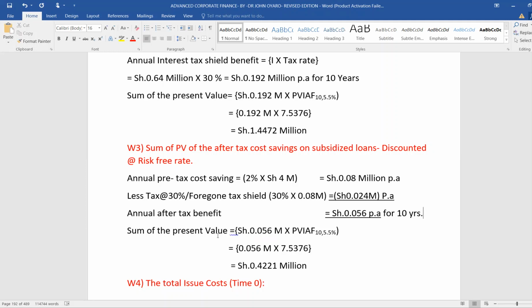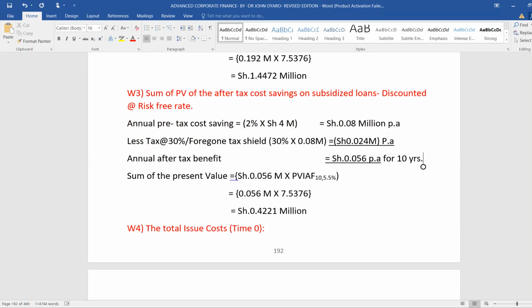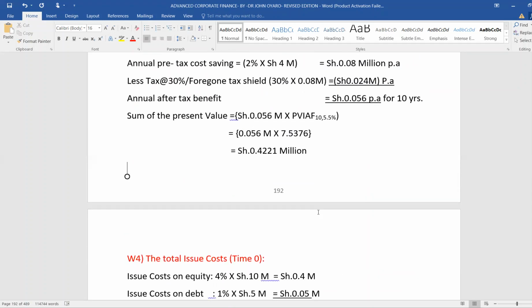Okay, so that becomes an annuity again, discounted at the risk-free rate of 5.5%. So 0.056 million times the annuity factor for 10 years at 5.5%. This factor I don't think will change. So the sum of the present value of the after-tax cost savings on loans which are subsidized, you find 0.42221 million. Okay.